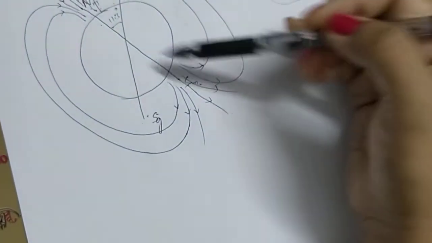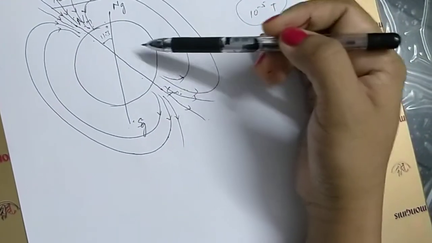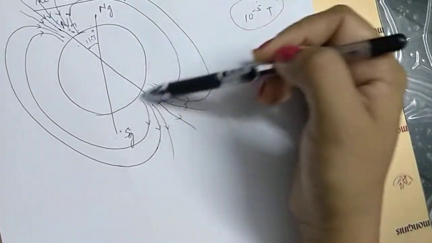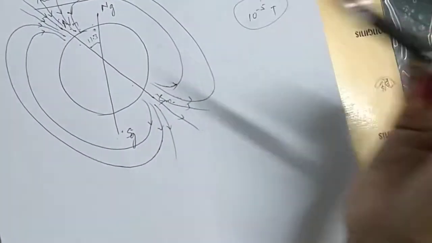From one side it is going out, from one side it is coming inside, like a bar magnet. So a bar magnet is situated here inside at the center. Okay, children.